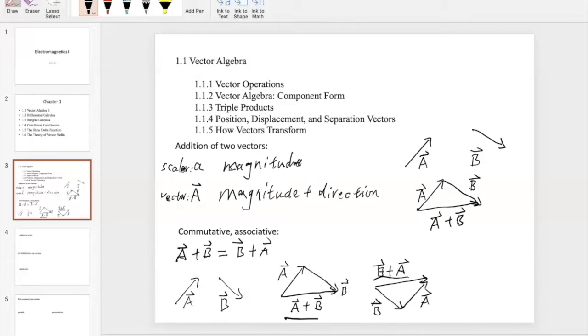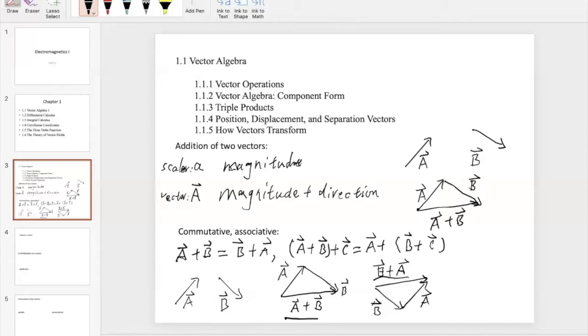Now let's see, what is associative? Associative means if you have more than two vectors and you want to sum them together, A plus B plus C. If you have three vectors added together, of course, the order of adding them by default is A plus B first, then plus C. It equals A plus, you first add B and C, and then A plus the result of B and C.